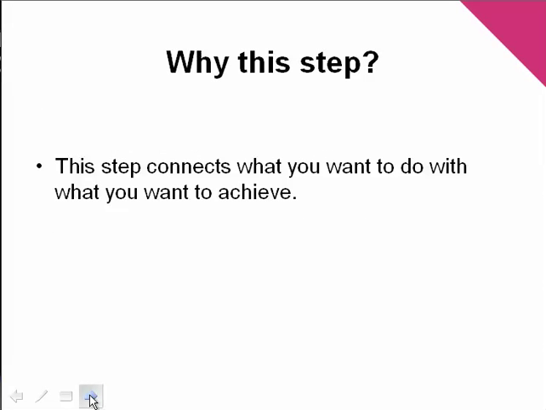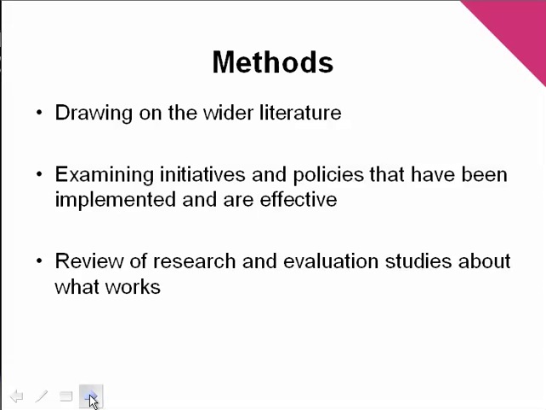So this step essentially connects what you want to do with what you want to achieve. So how do you do this? So going back to your situational analysis, you extract the primary strengths and needs of your population and identify what the goals have been. Then you go to the wider literature to look at what the wider literature says in terms of interventions to best support those needs.